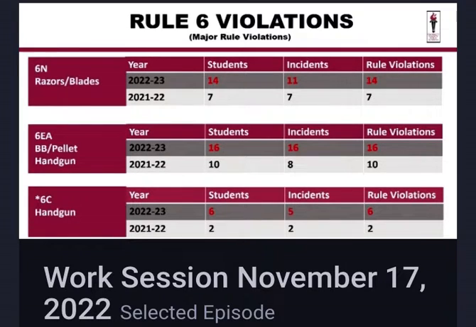And so let's go down to 6C handgun, and you'll see that there were 5 incidents of guns in our schools this year so far, involving 6 students, which means there was one incident of a gun where 2 students touched the same gun. Also, there were 6 rule violations associated with those 6 students. In comparison, last year we had seen 2 at this time of the school year.